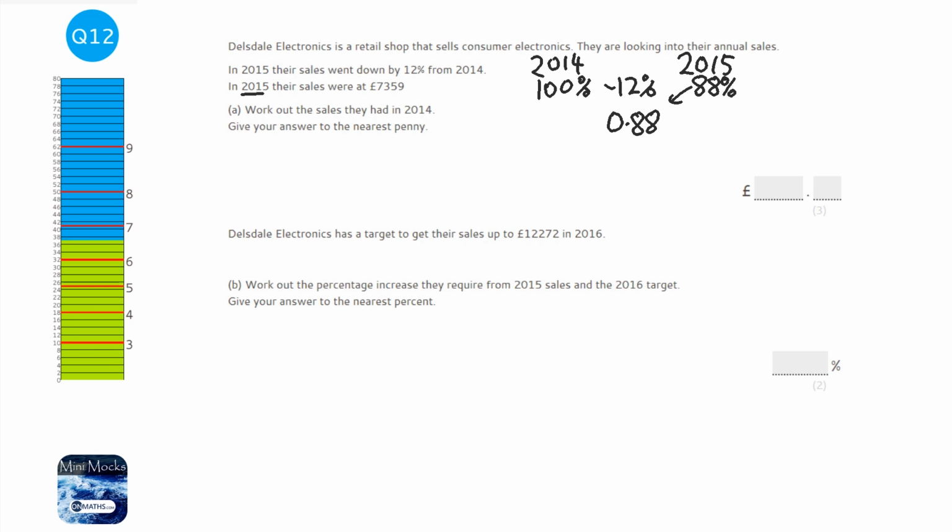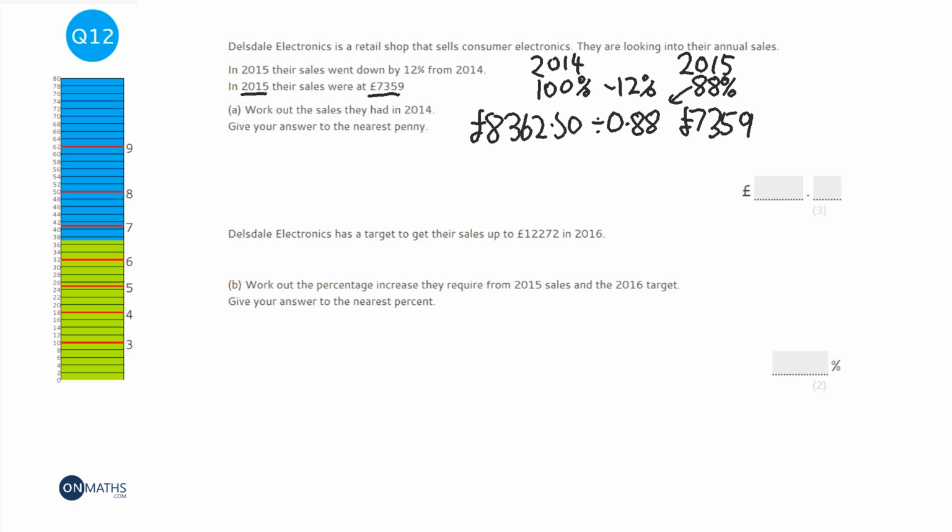But in this question, we're given the 2015 sales, so we're given this one here. So we want to work backwards. So what we want to do is I'll get my calculator, 7,359 divided by 0.88, and that gives me £8,362.50. You've got to ask yourself, well, is that reasonable? Well, they went down by 12%, so it's natural that they would go from a number just over 8,000 to a number that's just over 7,000. So I'm going to write the answer, £8,362.50.